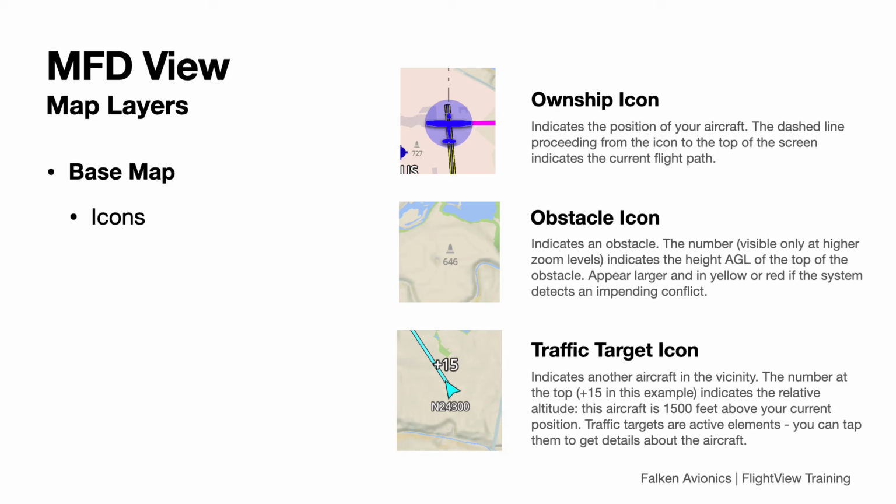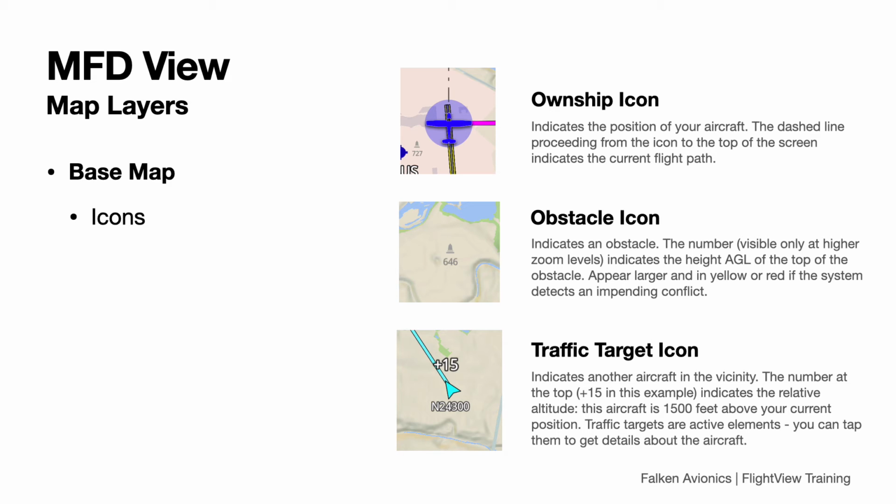Traffic targets work quite a bit like obstacles, but they also move, both vertically and laterally. The target icon has a numeric value superimposed above it. This is the relative altitude. The plus 15 on the icon pictured indicates that the target is 1,500 feet above your current altitude. A negative value indicates a target that's below your current altitude. A value that's either 0 or fairly close indicates a target that may very well be in conflict with you.